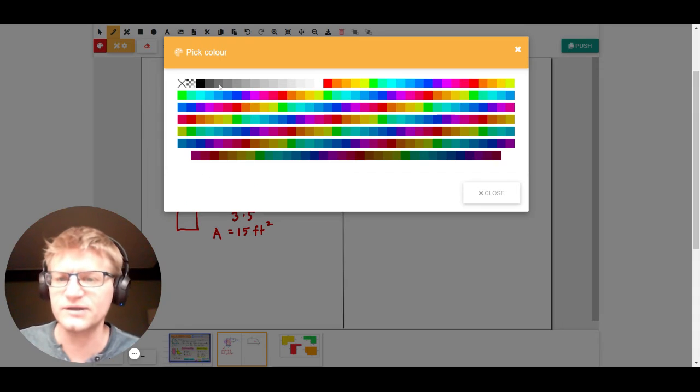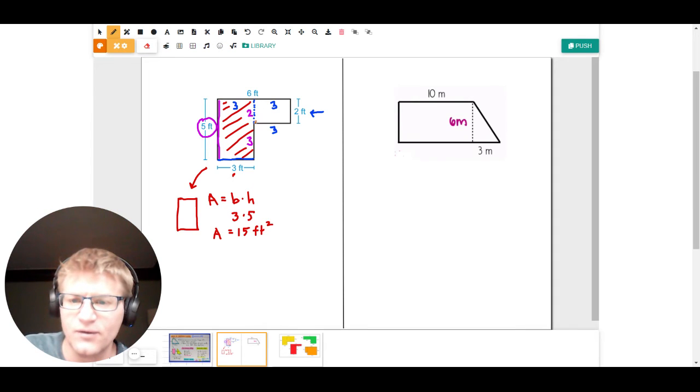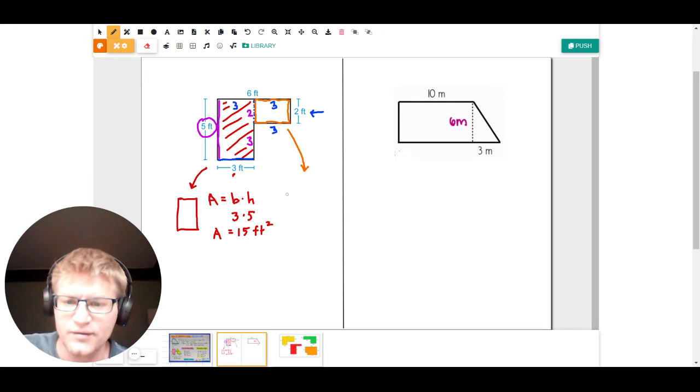Now the second rectangle, let's do this one in orange. The second rectangle is this one right here. I'm just going to outline it, I've got to work more on the highlighter thing. And we know base times height, base is 3, height is 2. So for the second one, this one is going to go down here. We're going to say area equals, once again, base times height. Area equals base is 3, height is 2. Area equals 6 feet squared.